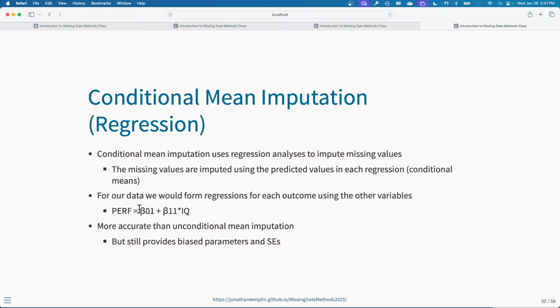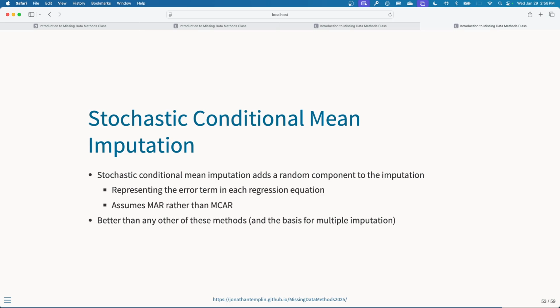So people thought, wait a minute, regressions, this is a regression line right here. When I form a linear regression, I add error to it. I can quantify that error. That's my residual mean square, right? Mean square error, or a point estimate of it if we're using maximum likelihood. What if I draw a random observation from a normal distribution where the variance is equal to my residual mean square, or a variance estimate? So that is stochastic conditional mean imputation.